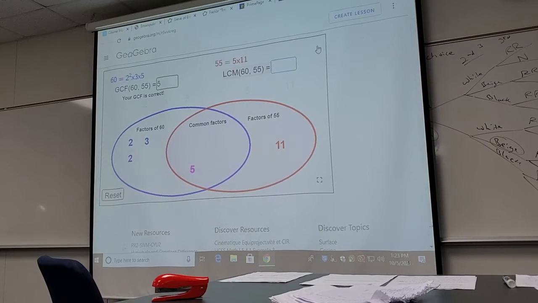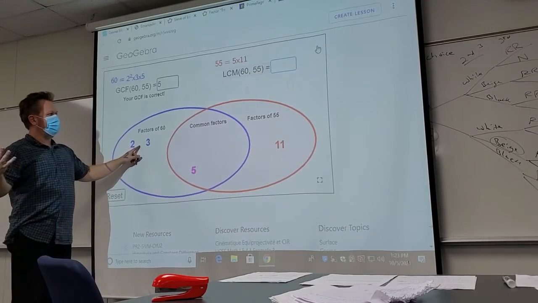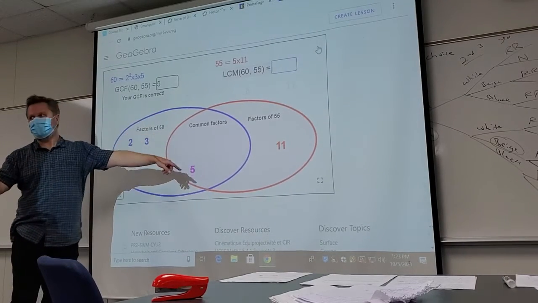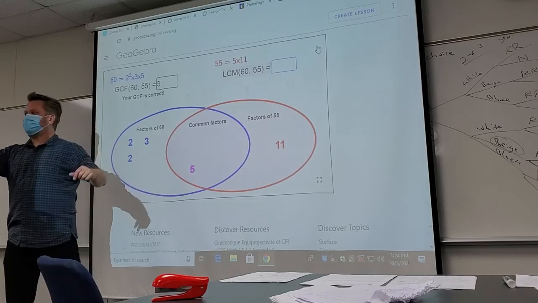I got the same answer when I multiplied them to 165 and then divided it by 5. Is that the same? That works every time? All right. So I really want this to make sense. Doesn't 60 have a 5 in it? Yes. Doesn't 55 have a 5 in it? Yes. So you don't need an extra 5.